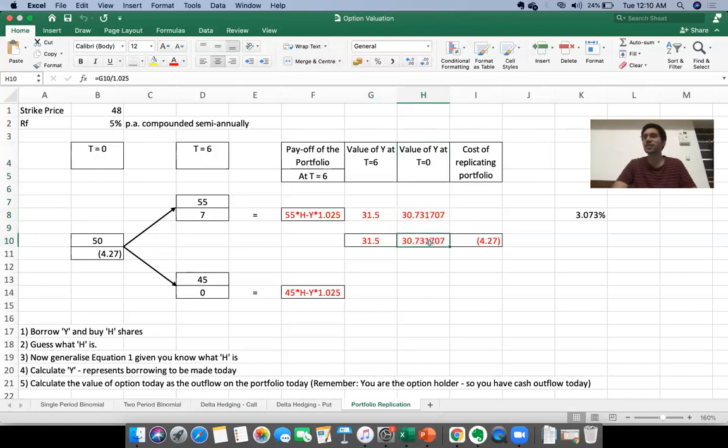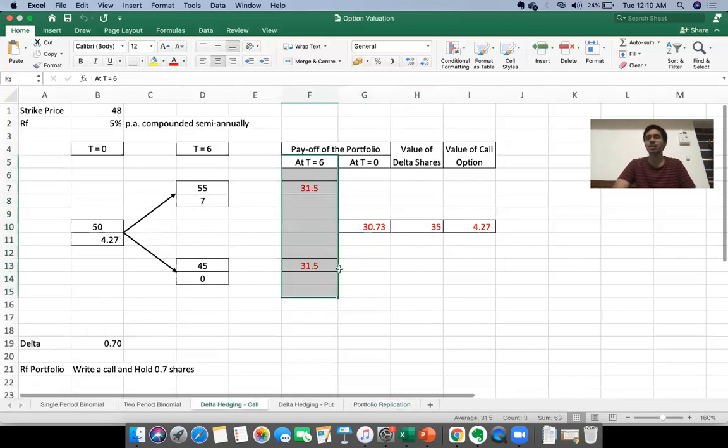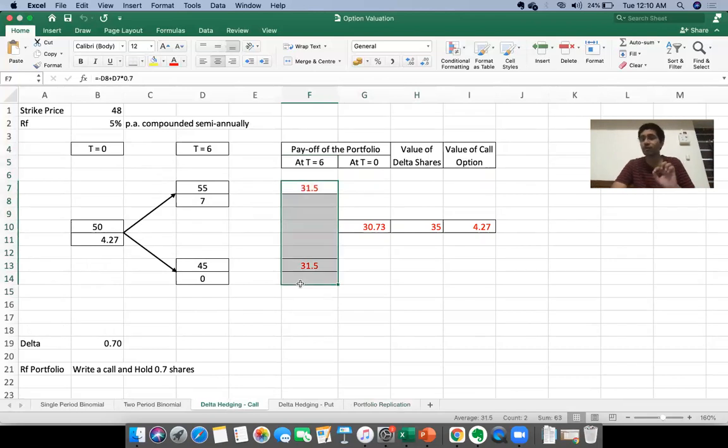So 30.73 is the amount of borrowing that you have to make today. Under the delta hedging approach, when you discount the payoff of the risk-free portfolio, when you're discounting any cash inflow standing at a future date, what you get today is the price of that portfolio, right? For instance, in a bond, when you discount future coupons and face value, what you get today is the price of the bond. Similarly, over here you have a payoff of 31.5 standing at t equal to 6. When you discount that, what you get is 30.73, which is the price of the risk-free portfolio.